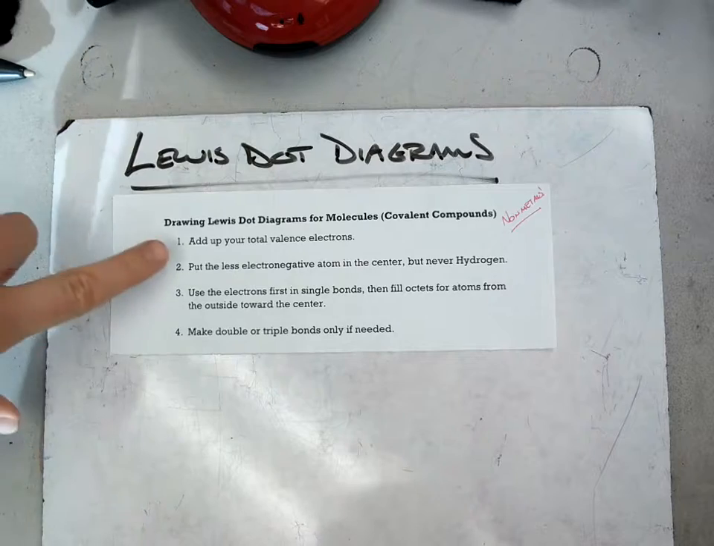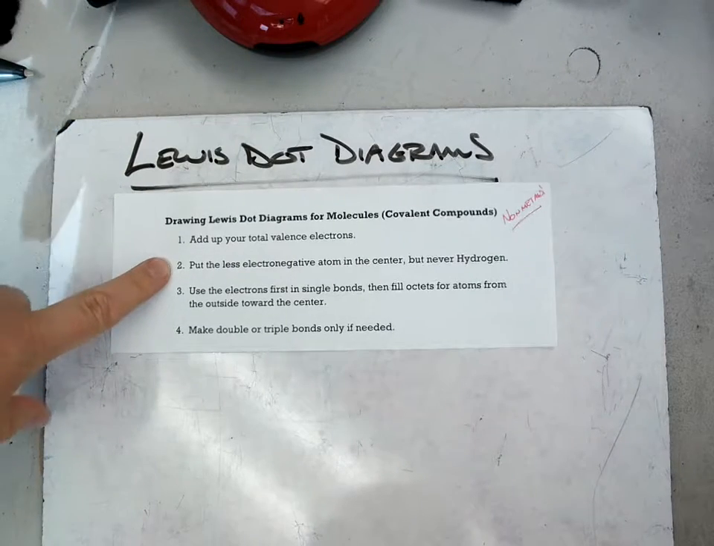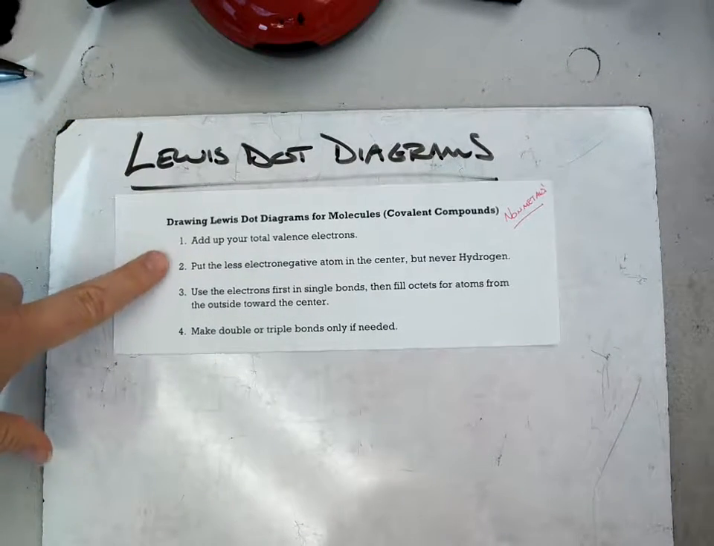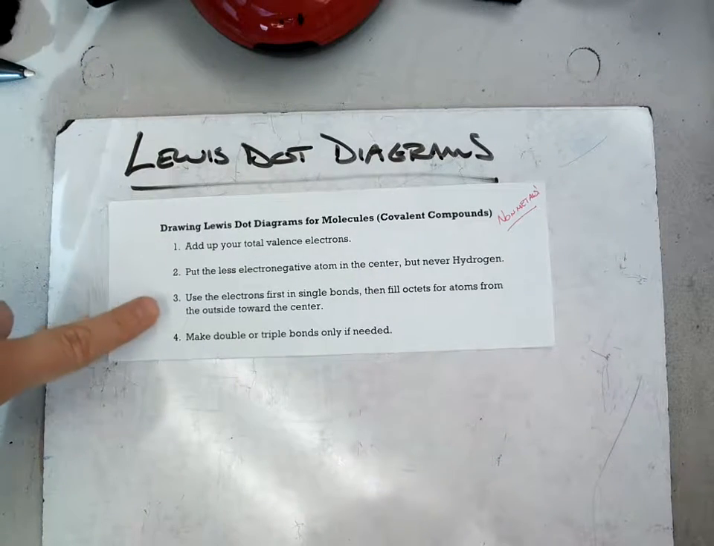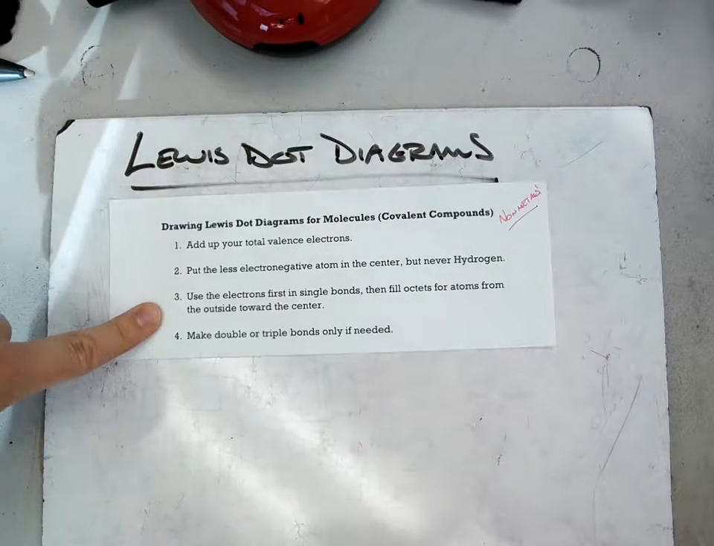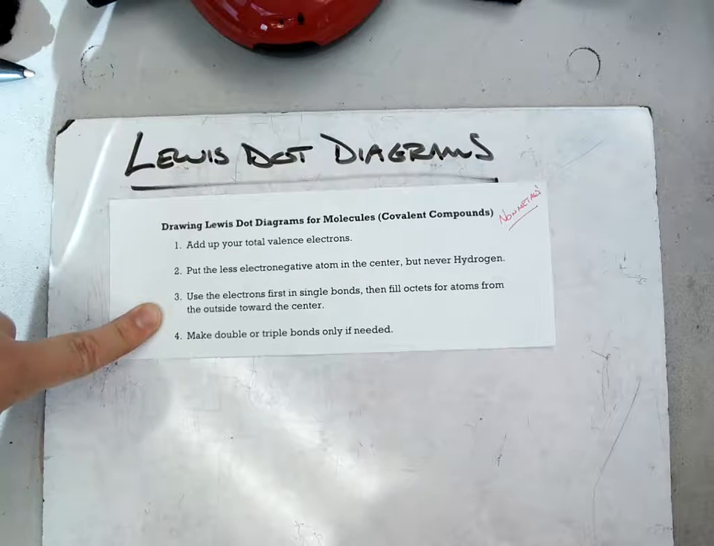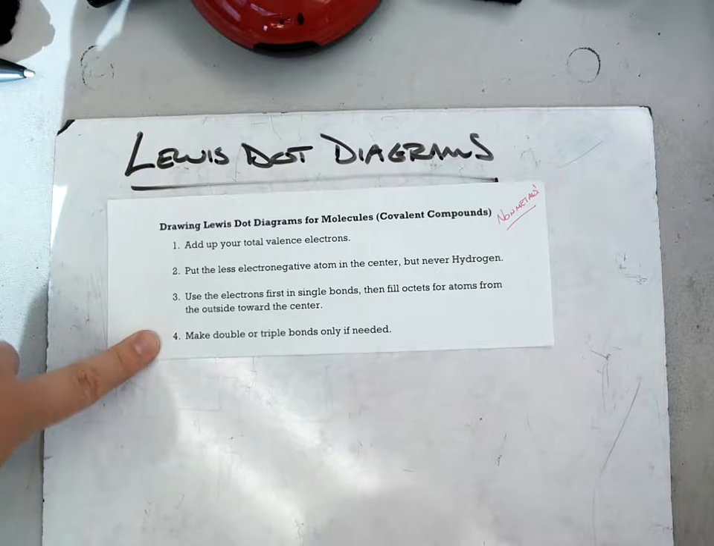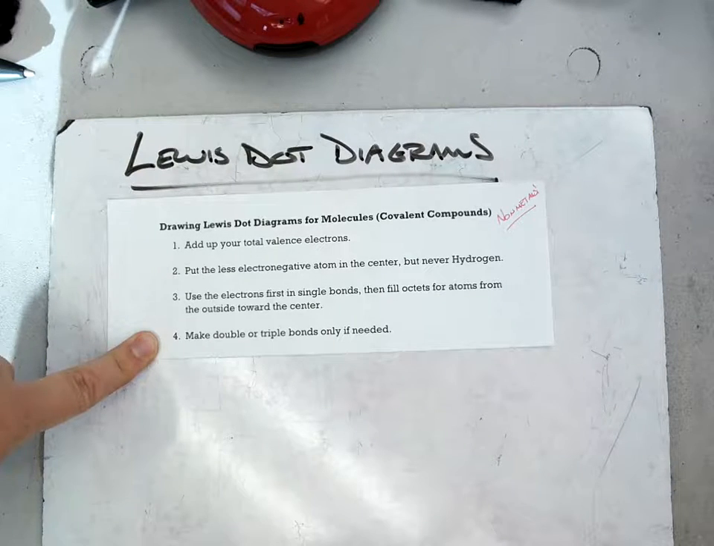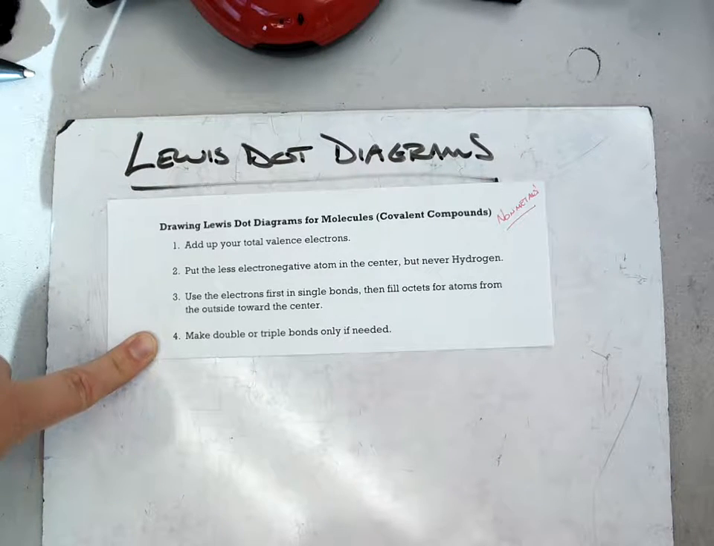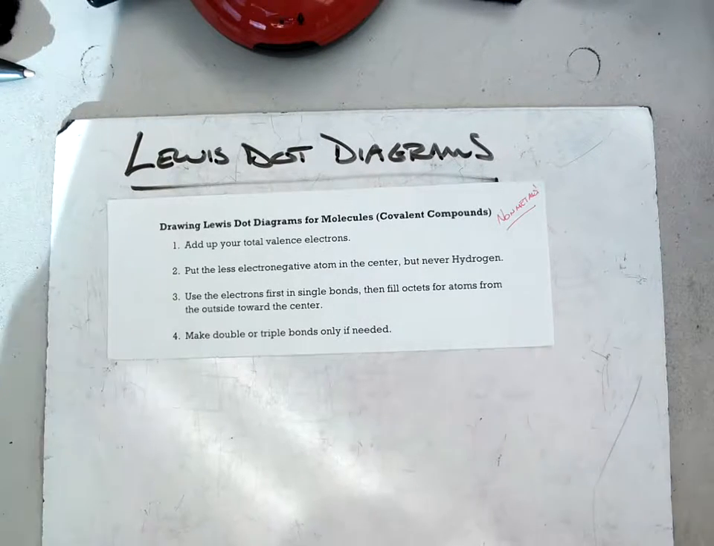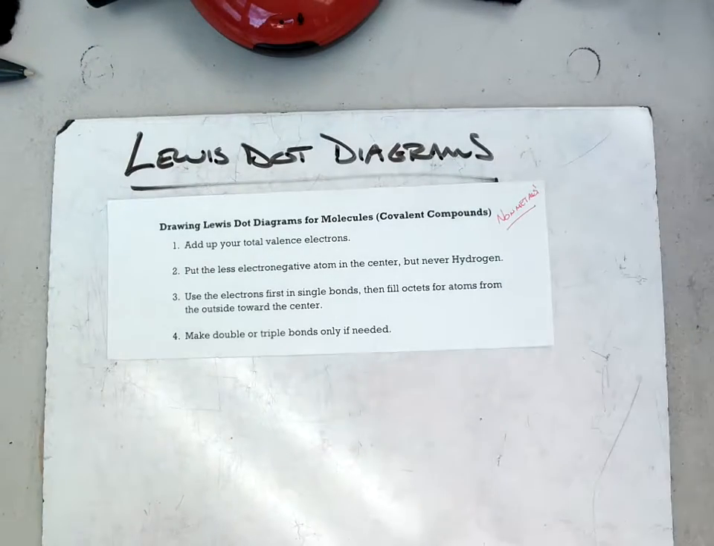So here we go. We're going to add up our total valence electrons. We're going to figure out what element goes in the center. If it's difficult to figure out, it's usually pretty obvious who goes in the center. We're going to use the electrons first in single bonds. Then we're going to fill octets for atoms from the outside to the center. Put dots on the outer atoms, make them happy first. Then if you still have dots, put them on the center. And then this is very important. Some of us do this too early. Make double or triple bonds if needed, as in only make double or triple bonds if you run out of electrons.